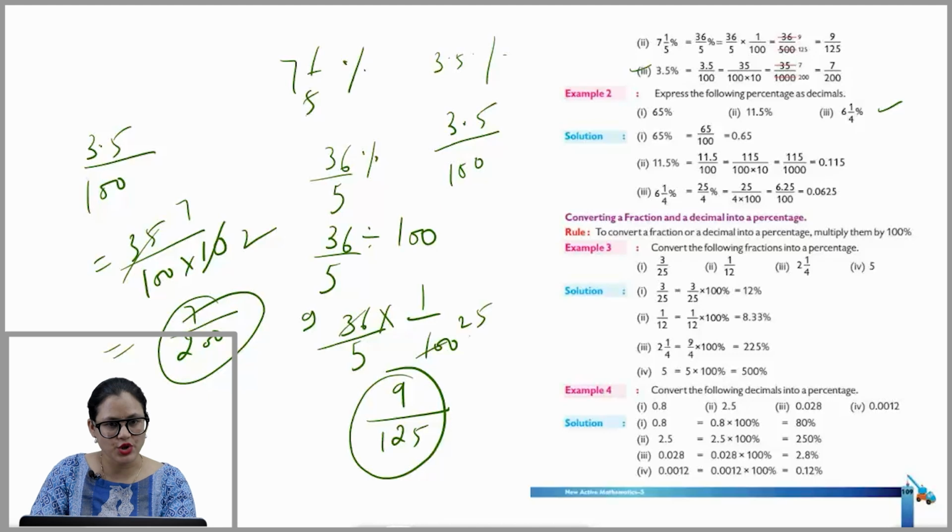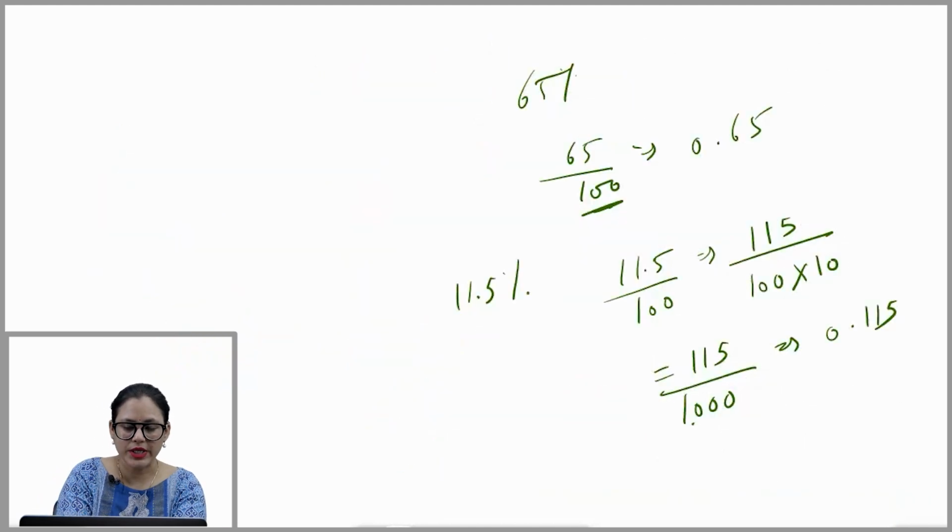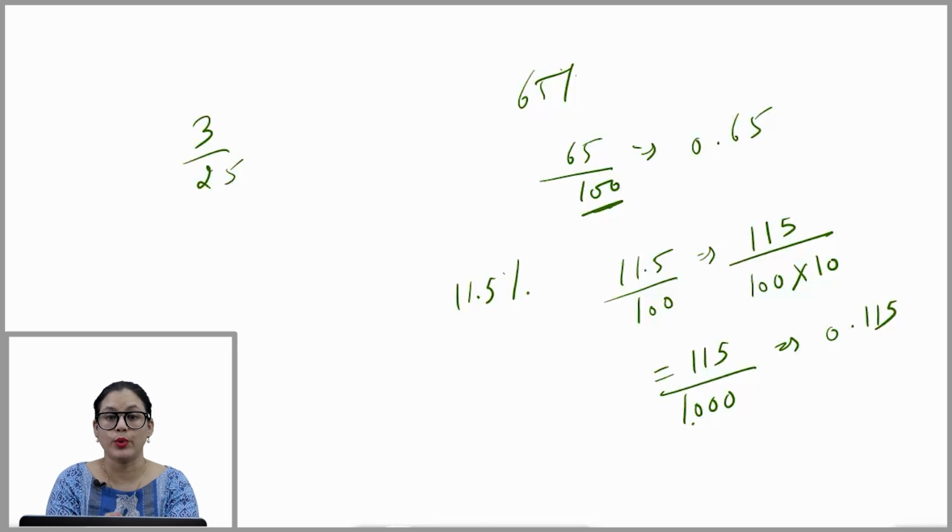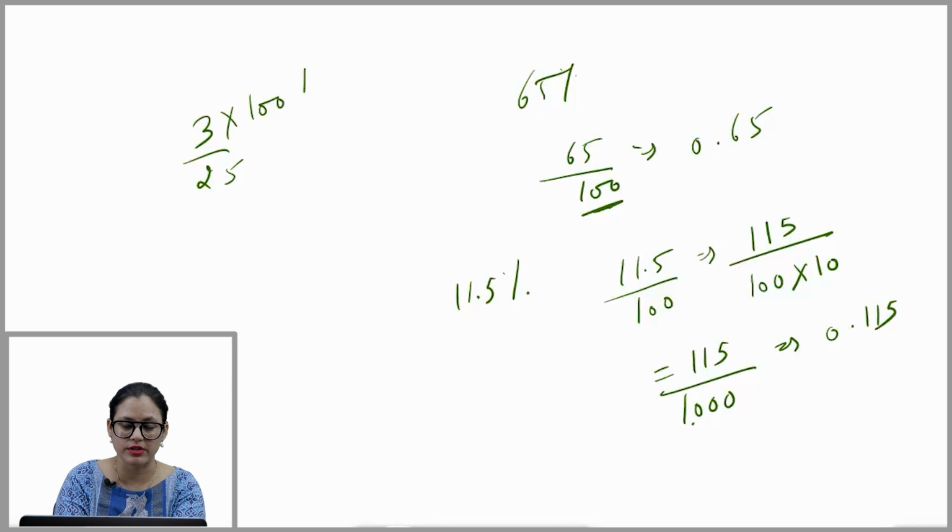Next, converting a fraction and a decimal into a percentage. Rule: to convert a fraction or a decimal into a percentage, multiply by 100%. Students, remember, whenever you have to convert a fraction or a decimal into a percentage, you will always have to multiply them by 100%. For example, convert the following fractions into a percentage. First one is 3 by 25. We have to convert this fraction into percentage, so we will multiply by 100%.